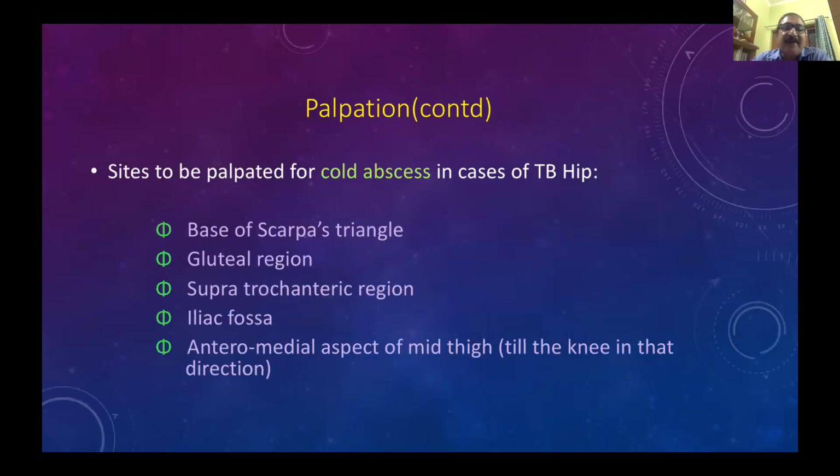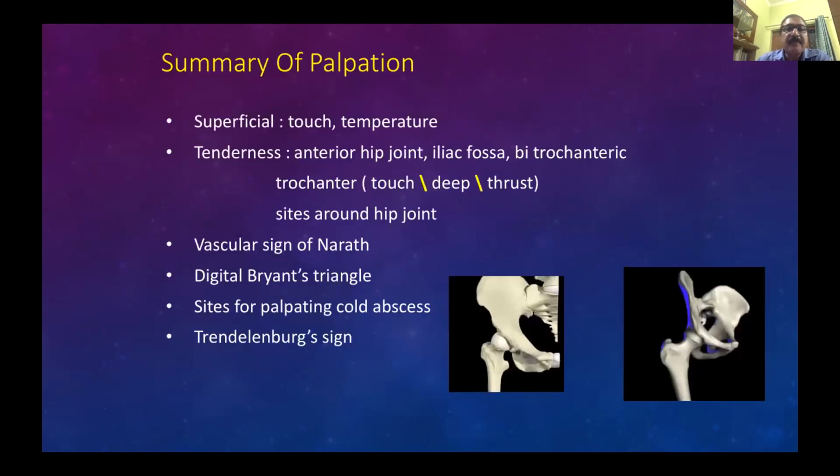Continuing the palpation further, you must palpate the possible sites of cold abscess, which could be the base of Scarpa's triangle, gluteal lesion, supratrochanteric lesion, iliac fossa, which I have told you already, and the anteromedial aspect of the mid-thigh. This is a summary of the palpation. Basically, the tenderness, the local temperature. The tenderness I have told you already: anterior hip joint tenderness or the bitrochanteric compression test.